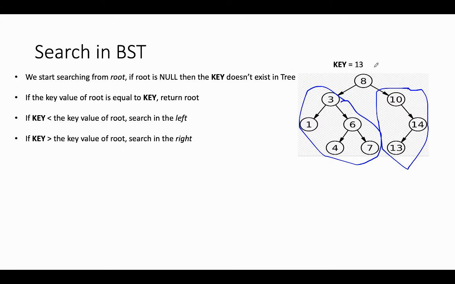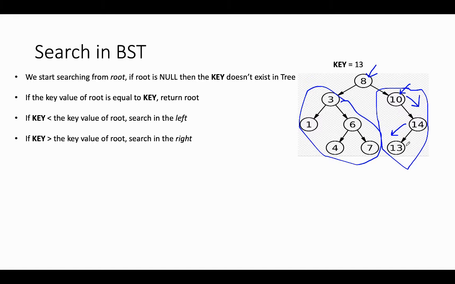So we'll start with the root. We see 13 is greater than 8, so we will go to the right subtree. Then this becomes our root in our scope. We see 13 is greater than 10, so again we will go to the right. Now we see that 14 is greater than the key we are looking for, so we'll go to the left, and here we see that we found the match. So basically we will return this node.